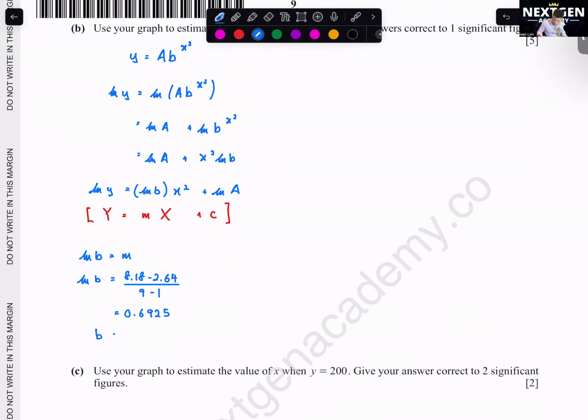Therefore B, okay, we inverse the ln and it will become e. So you need to know your knowledge on log also over here. So put e to the power 0.6925. You get 1.9987, which we round up to 2 because they want one significant figure. Okay, the next one.